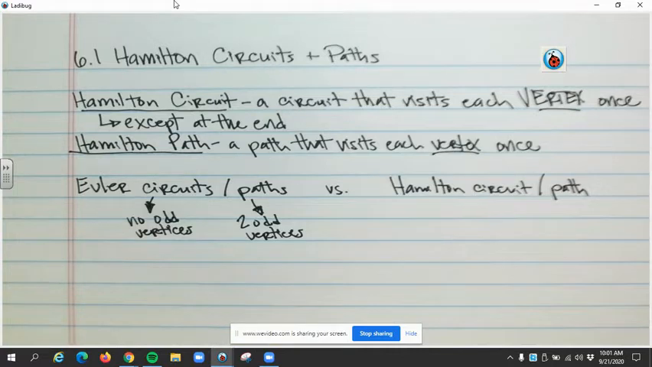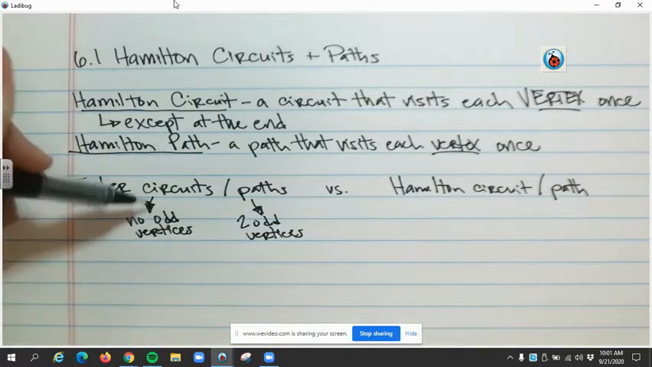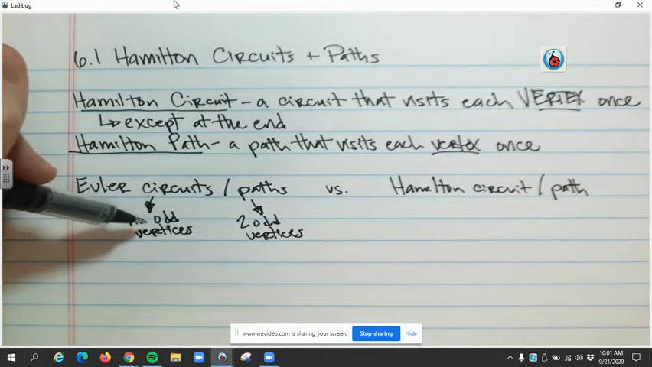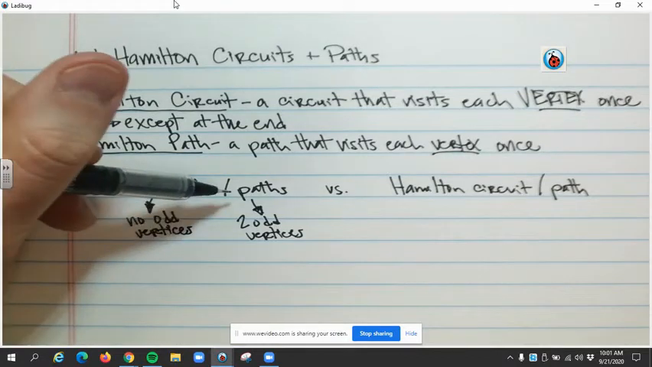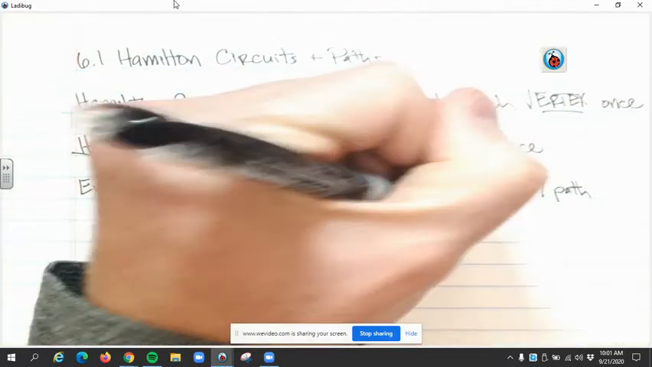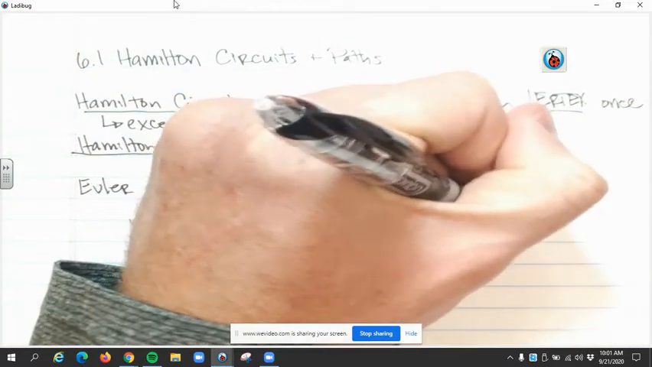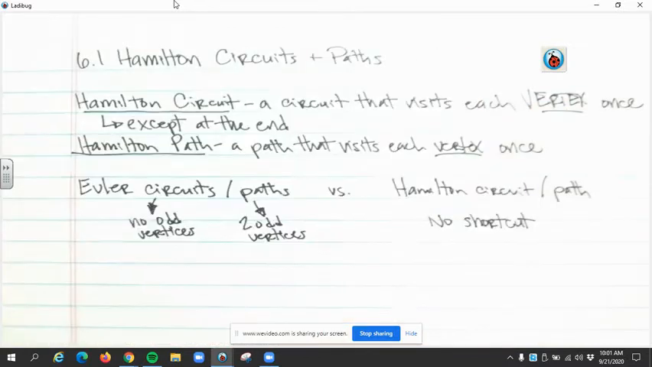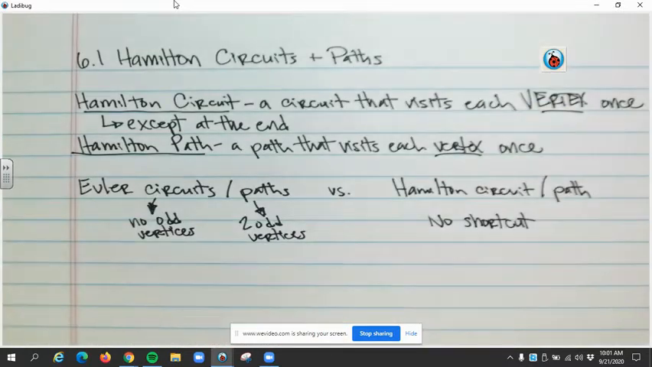Hamilton circuits and paths. You know how there's a shortcut to find a circuit? You just count your number of degrees to figure out if it's a circuit, a path, or if it's neither. For Hamilton circuits and paths, I got bad news for you. There is no shortcut. There's no way to figure out if there's a Hamilton circuit or path unless you actually just do the problem.